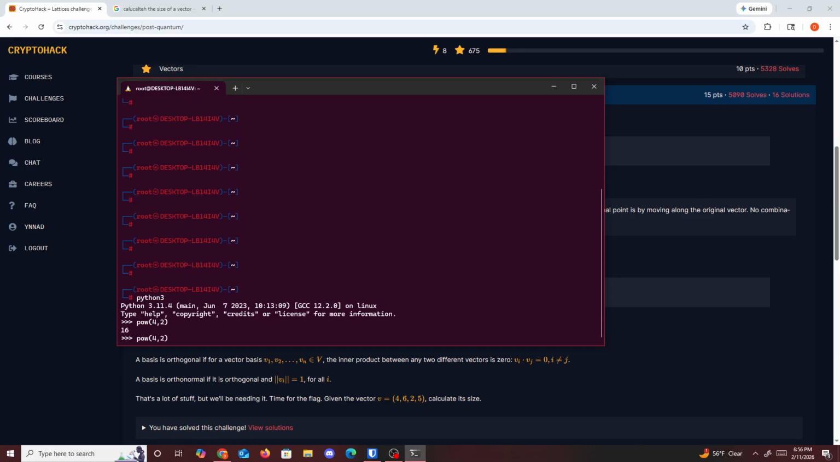16. So it's just pow 4, 2, plus pow 6, 2, plus pow 2, 2, plus pow 5, 2. And then I think you just do sqrt. This might be a built-in function, I'm not sure, but we're about to find out.